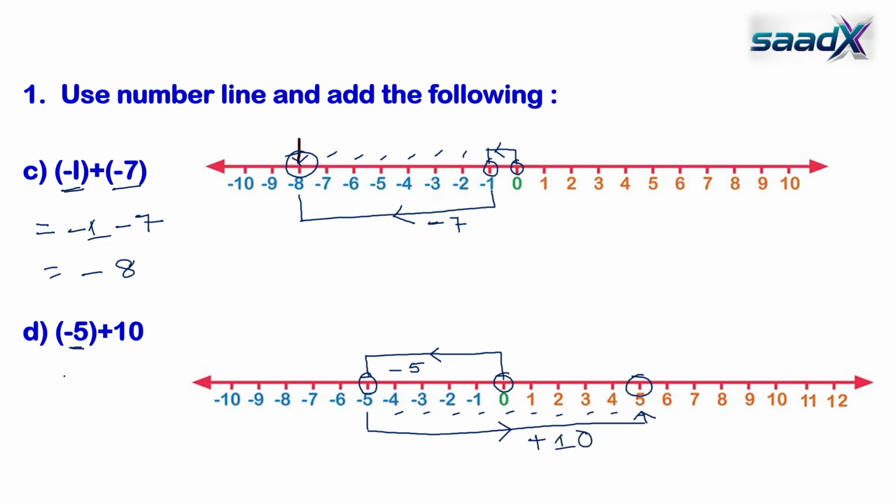How? Look, minus 5 and then plus 10. So it will become 5, and this is our answer. Very simple.